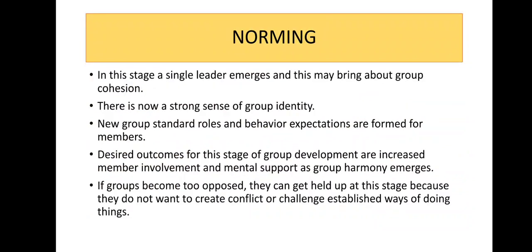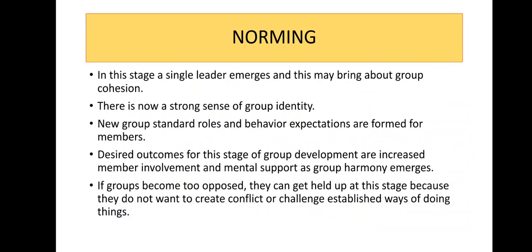The next stage we have is the norming stage. In this stage, a single leader emerges, and this may bring about group cohesion. So there is now a strong sense of group identity. New group standards, roles, and behavioral expectations are formed for members. So norming is a stage where the previous stage, the storming stage, ended with a strong bonding between the members. So in the norming stage, the rules will be created.